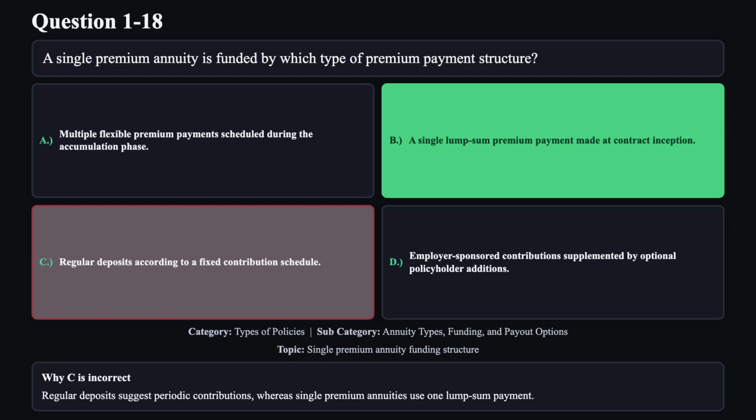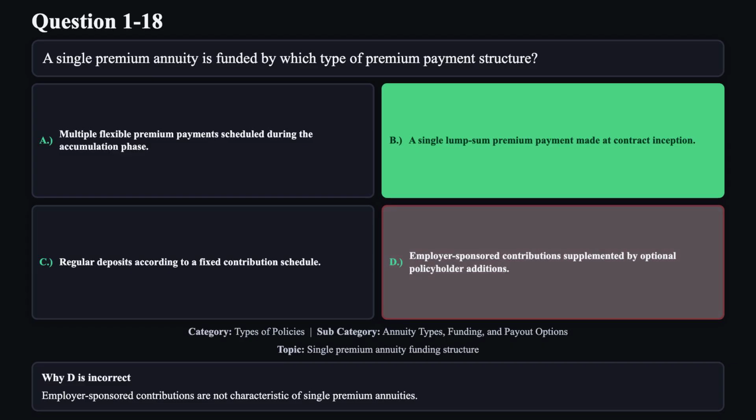Reason C is not correct. Regular deposits suggest periodic contributions, whereas single premium annuities use one lump sum payment. Reason D is not correct. Employer-sponsored contributions are not characteristic of single premium annuities.